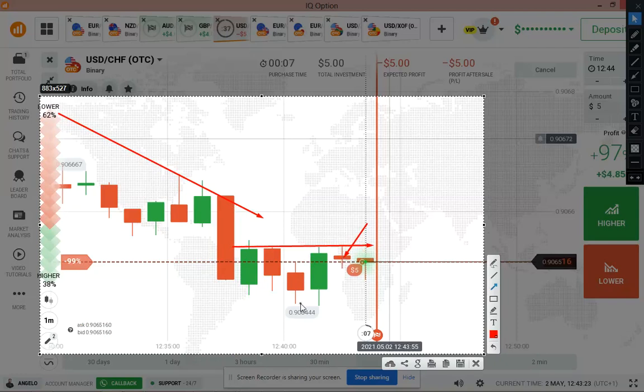So this reversal sign means that after this bullish candle and at the sellers area, the market is going to reverse to the downside. Also, it's a continuation of sellers to the downside. That is why I place put option here.